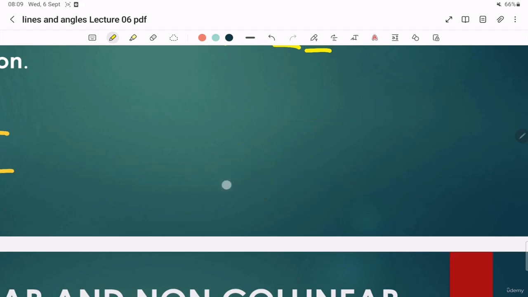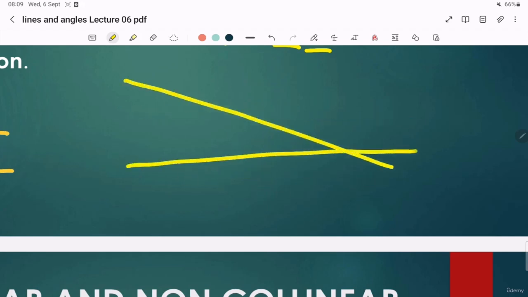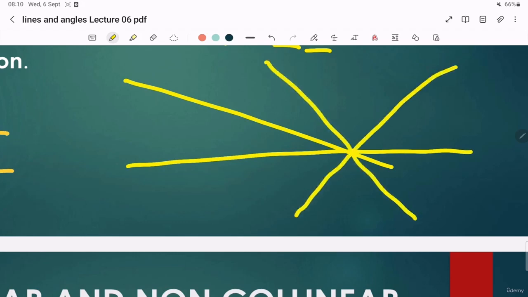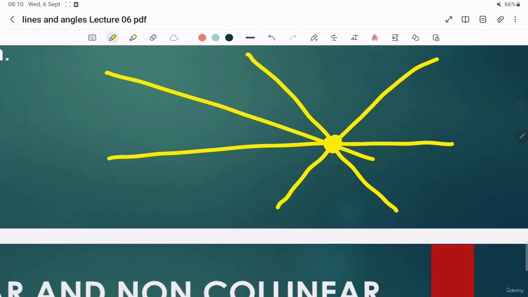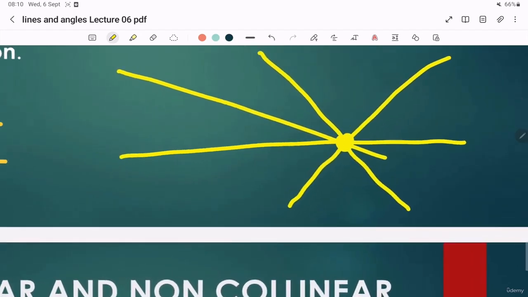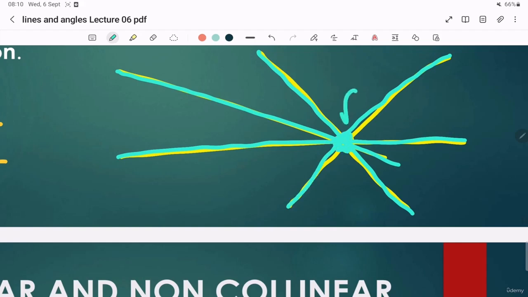Now let's say we have lines like this. So this is point of intersection because this point is on this line, is also on this line, is also on this line, and is also on this line. So this is point of intersection, and these are four intersecting lines because these are four lines. 1, 2, 3, 4. Now we have four intersecting lines.